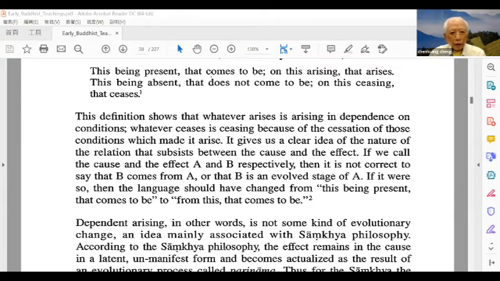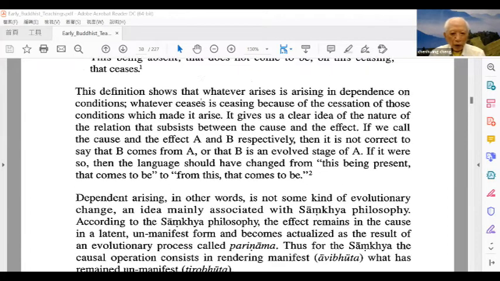This being present, that comes to be; on this arising, that arises. This being absent, that does not come to be; on this ceasing, that ceases. Okay, we have introduced the definition of dependent origination. And we have to bear in mind that dependent origination doesn't mean that there is an effect which comes from the cause. We cannot say that because of the cause, something goes from cause to effect.